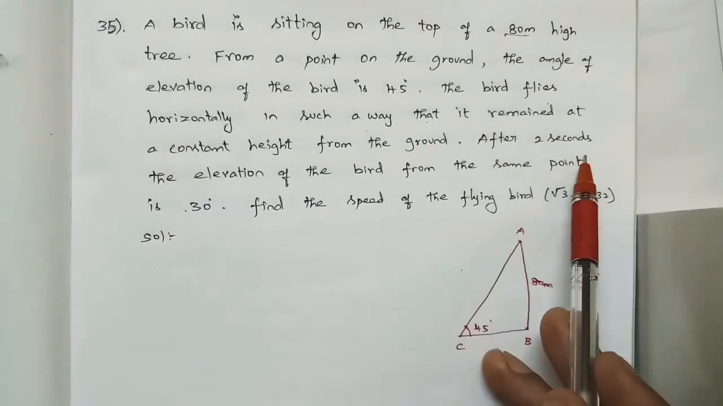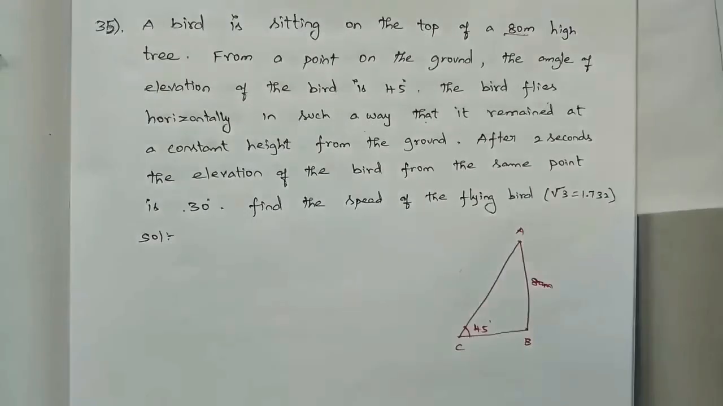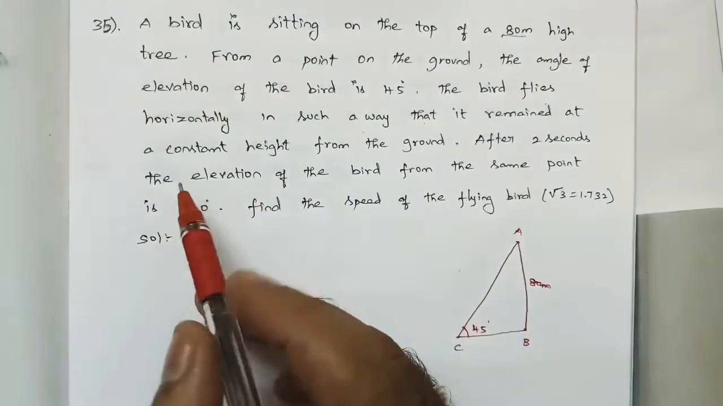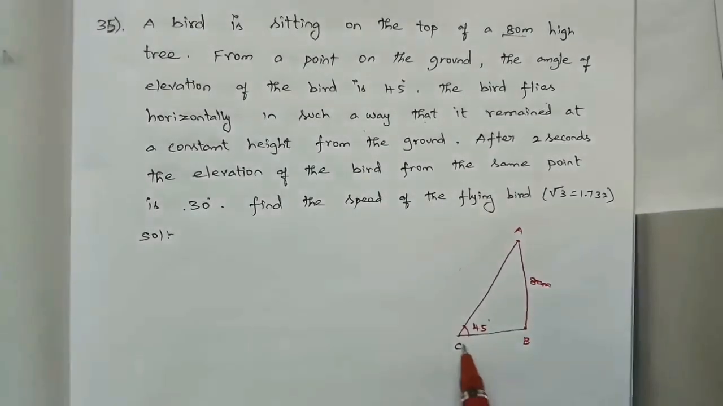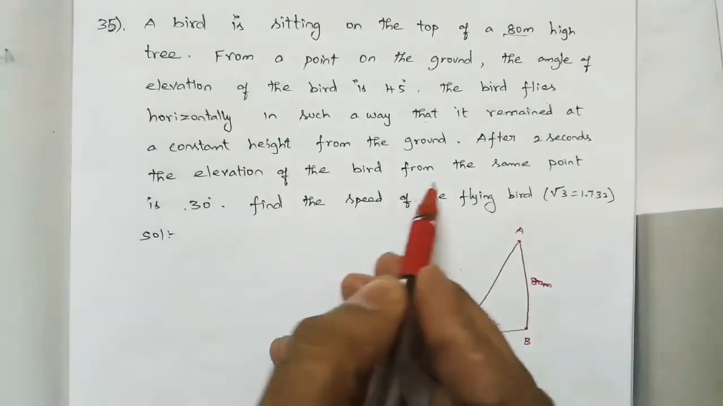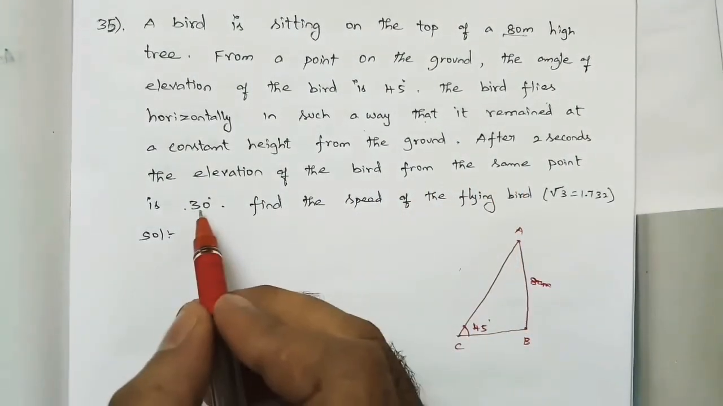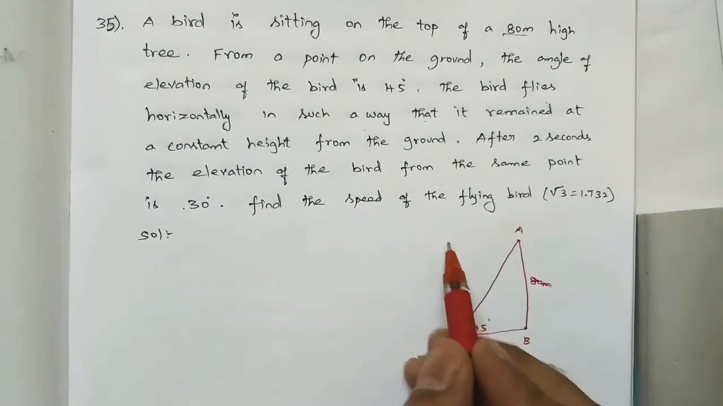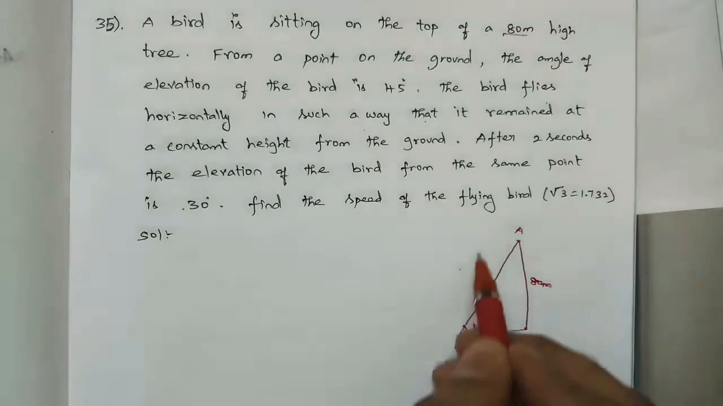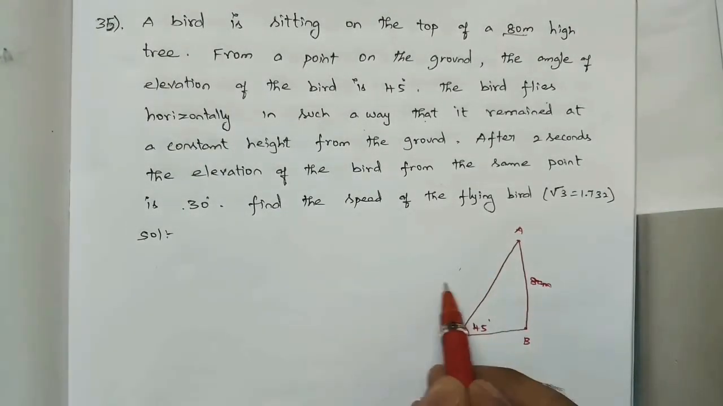After 2 seconds, this is the time, right? After 2 seconds, the angle of elevation of the bird from the same point is 30 degrees. From the same point, the angle of elevation of the bird is 30 degrees, right? If I'm marking this side, it is very close to that, so the angle would be somewhat bigger.